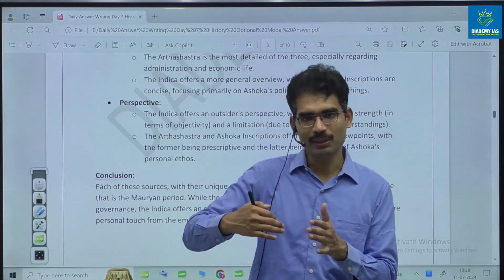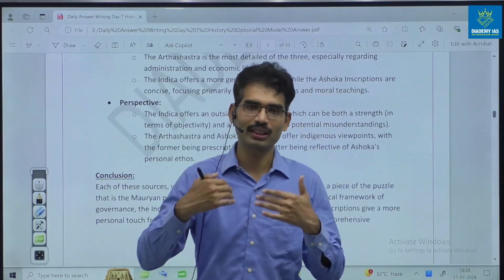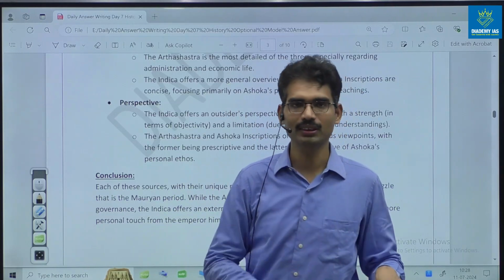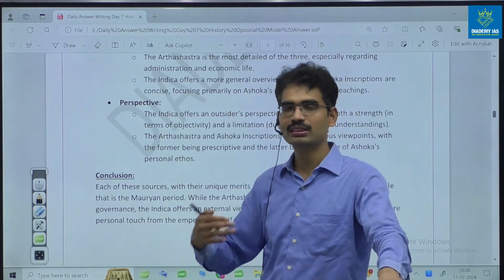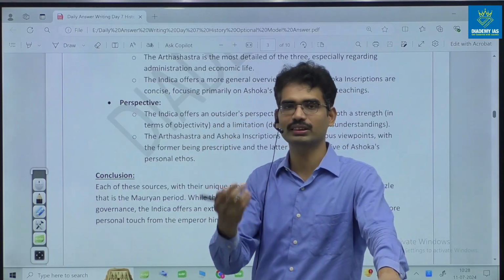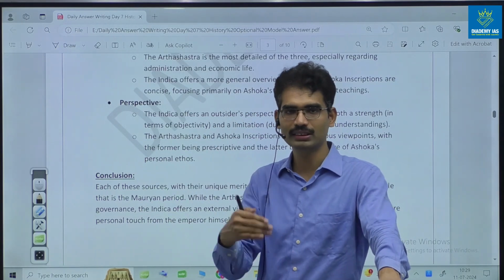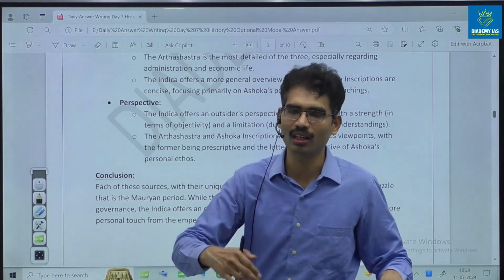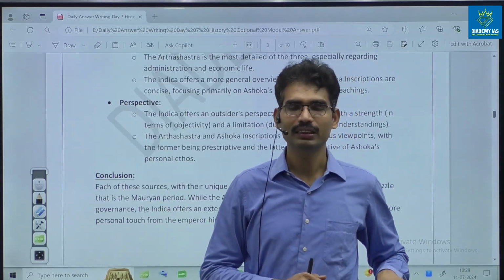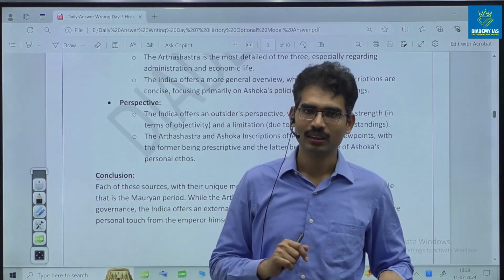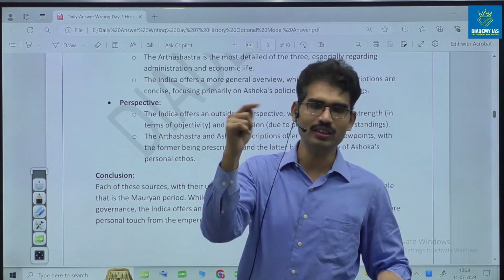That's why it has some limitations, but despite that, it is one of the important sources to understand the Mauryan period. Indica, as I said, some fantasies are also written in the Indica, but it doesn't mean they are in existence. That is the limitation. Despite that, we cannot altogether completely discard it, because even that information is also a kind of history.